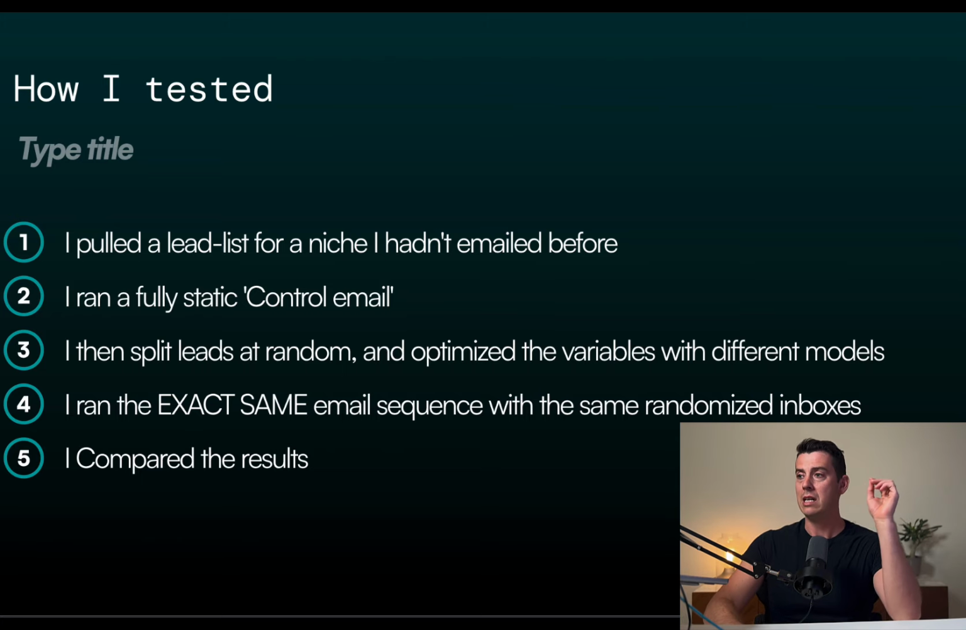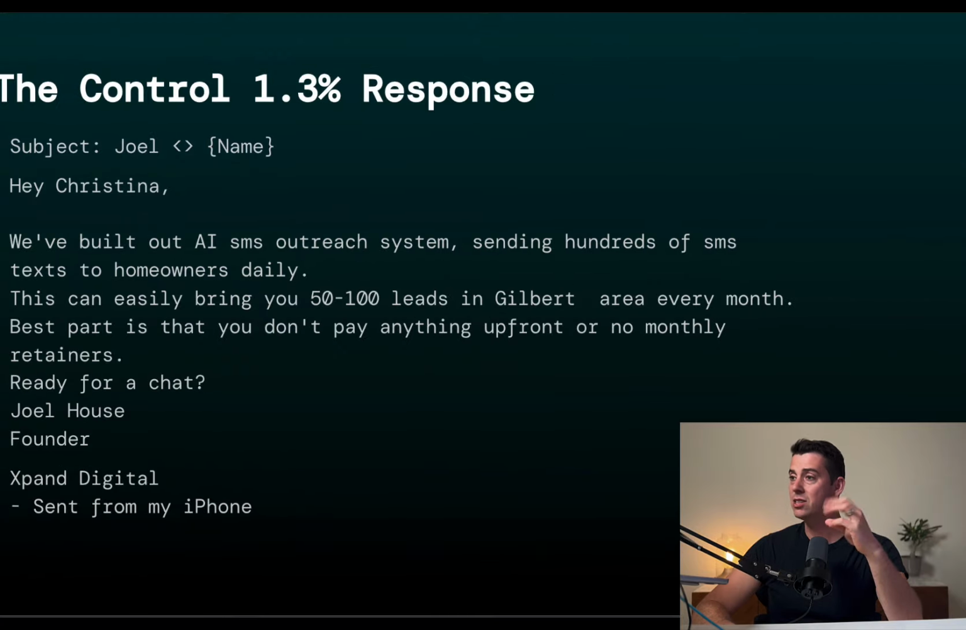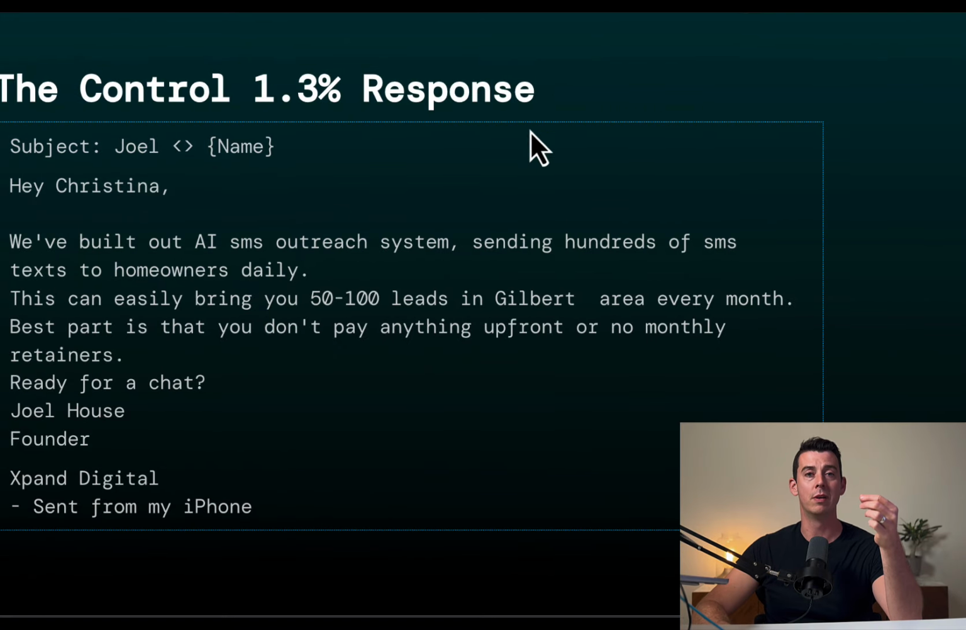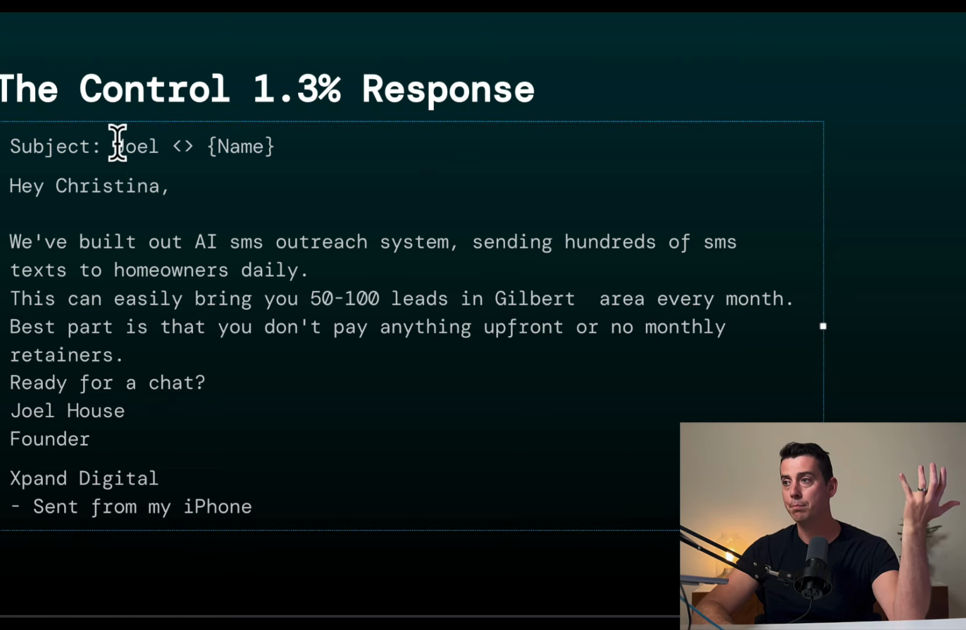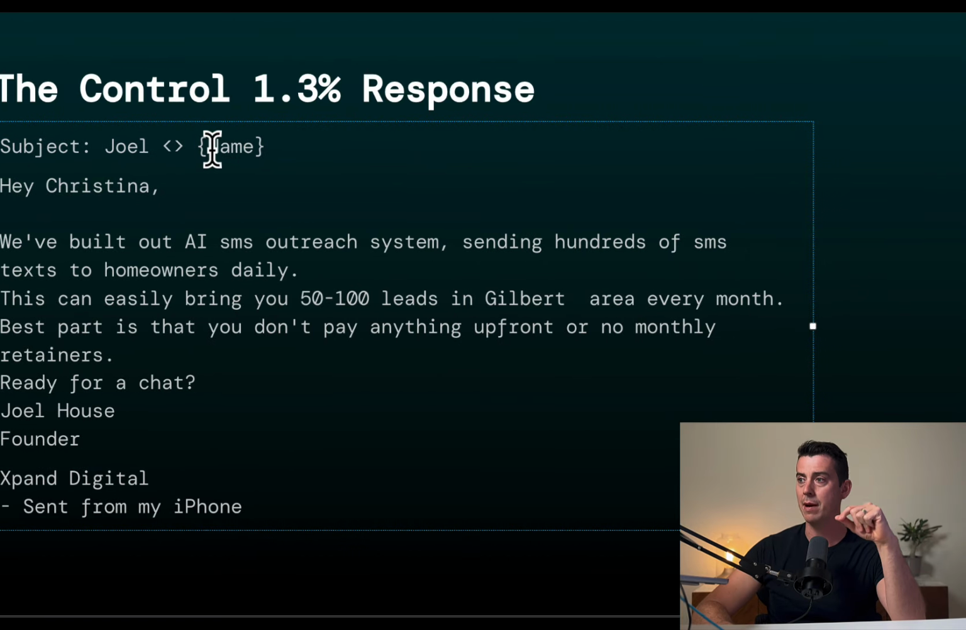So here's the control. And it's a pretty standard control. It's a very direct response control. So we've got a 1.3% response rate here. And it was simple. The subject: Joel, me, and then their name. Pretty standard email, as you'll see.